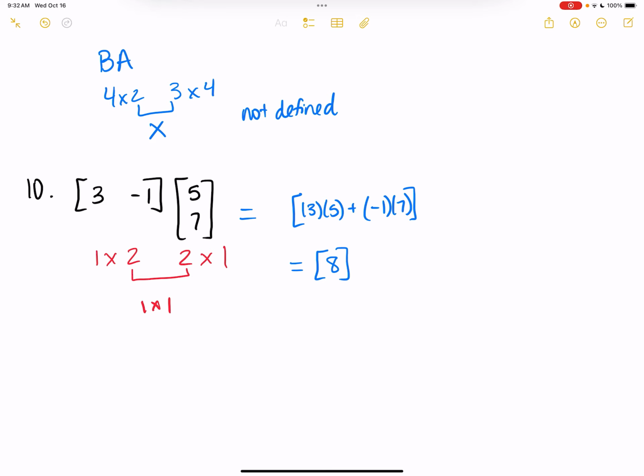Okay, so if we have 3, -1 in brackets and 3, -1, and it's a 1 by 2 and a 1 by 2, if they're the same dimensions, can we still multiply them? A 1 by 2 and a 1 by 2, the middle dimensions would not match. So no. You can only do it if the middle's the same.